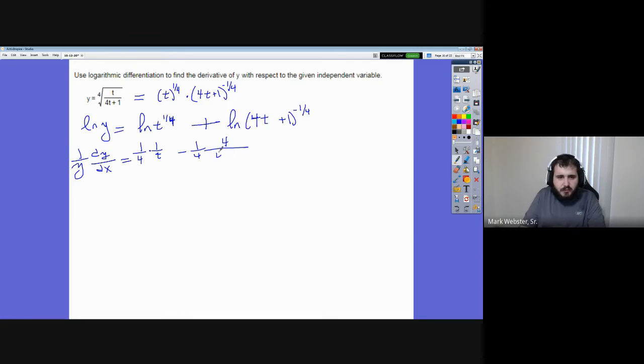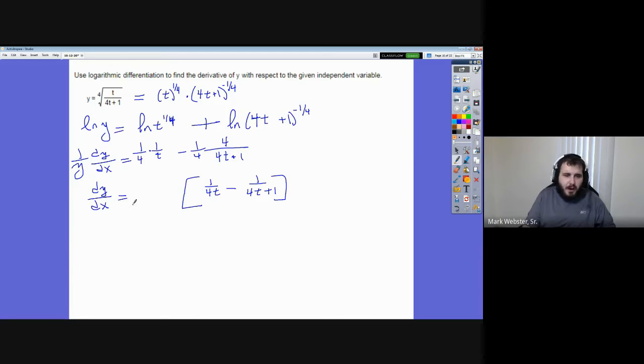I always hate it when they use the variable t, because my t and my plus sign are too alike to be particularly fair. All right, so now we can clean this up and bring up the 1 over y, bring it to the other side. So we've got dy over dx equals 1 over 4t minus... These fours cancel out, makes life easier, minus 1 over 4t plus 1.